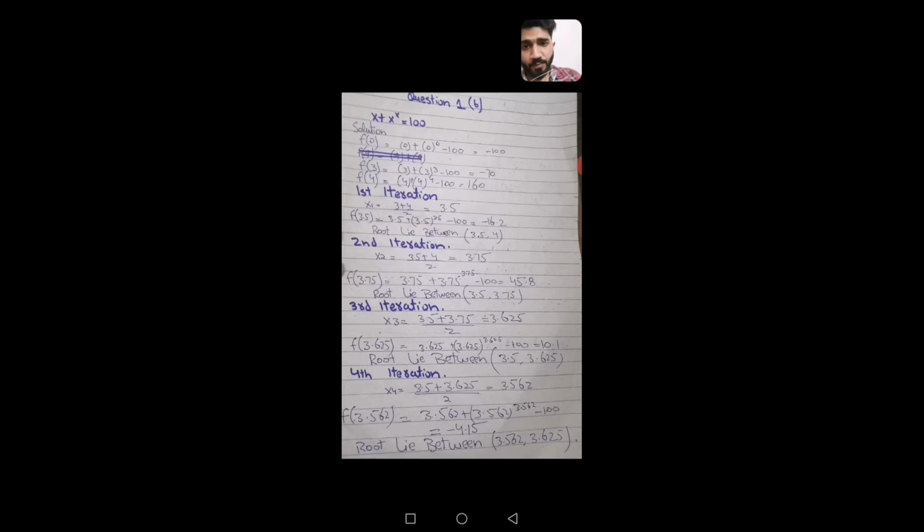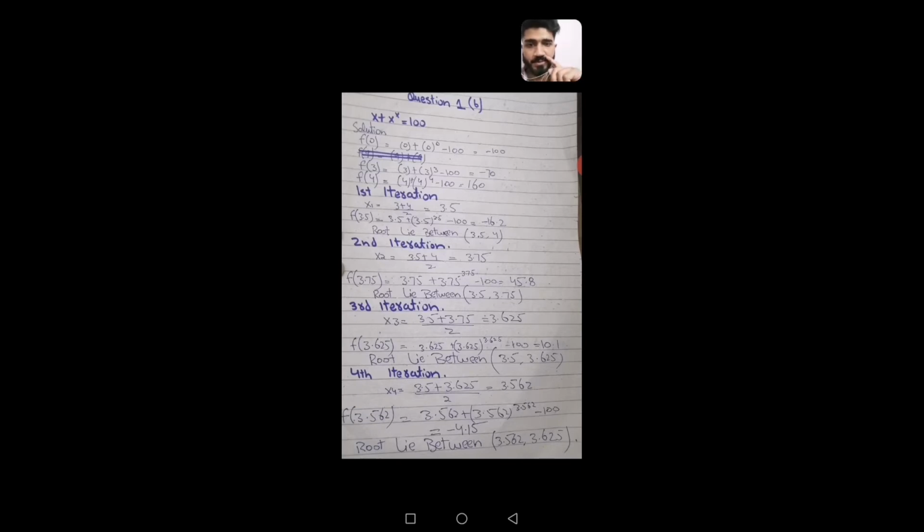As you have noticed, when we substitute 0 in this function, we get minus 100. When we substitute 3, we get minus 70. When we substitute 4, we get 160. As I told you previously, one will be the positive value and one will be the negative value. So we came to know that our root lies somewhere between 3 and 4. Now we will bisect it. That's why it is called the bisection method.